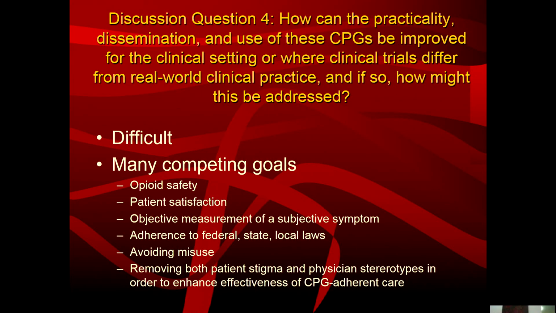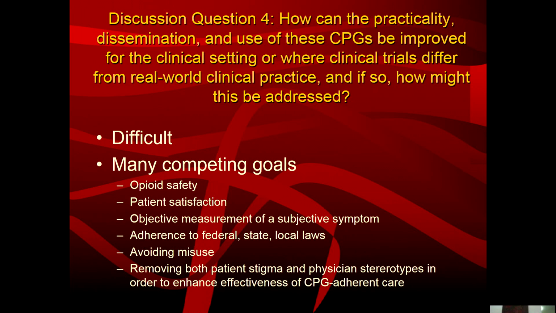How can the practicality, dissemination, and uses of these clinical practice guidelines be improved? Difficult because of the many competing goals facing practitioners with patients with sickle cell disease in the clinic or in the hospital. Opioid safety is paramount these days. Patient satisfaction often is pushing physicians in the opposite direction from the minders who are concerned about opioid safety.